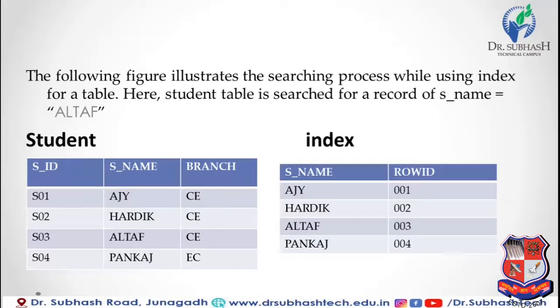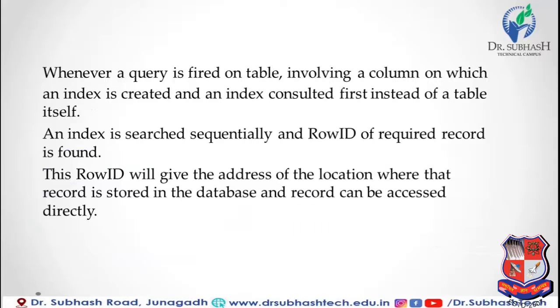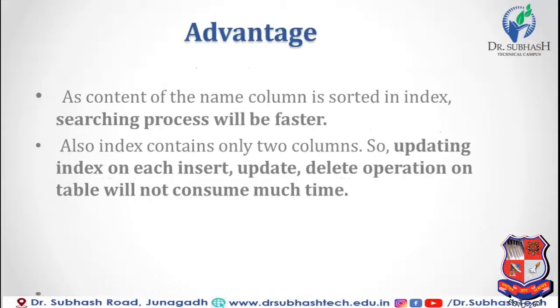So whenever a query is fired on a table involving a column on which an index is created, the index is consulted first instead of the table itself. In that, the index is searched sequentially and the row ID of the required record is found. If the row ID is successfully found, then it gives the address or location where the record is stored in the database. So it is accessed directly. No need to search one by one.